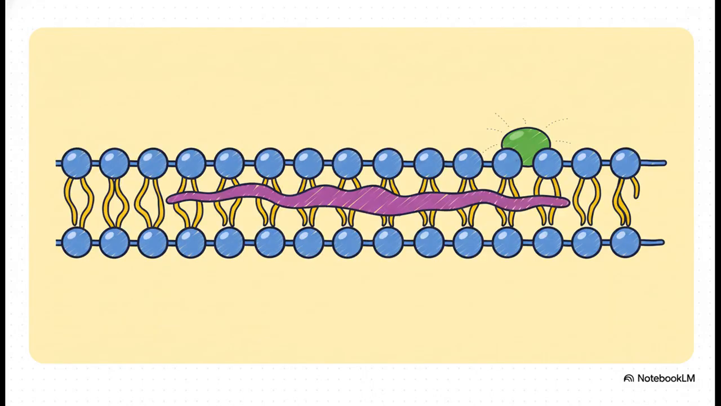So really, the key difference is where they live. Integral proteins are true residents of the membrane. They are embedded deep inside it. Peripheral proteins, on the other hand, are more like visitors. They're loosely attached, maybe to deliver a message or to carry something, and then they can leave.